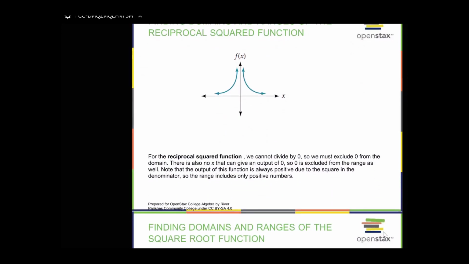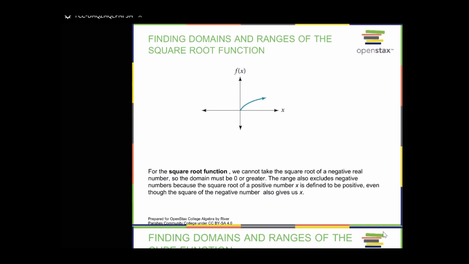This is the rational squared. So domain would go from negative infinity to 0, from 0 to infinity, and then the range would go from 0 to infinity. 0 would not be included in either case. And the square root function: 0 to infinity, from left to right, 0 to infinity for the domain, from bottom to top, 0 to infinity for the range. So the domain and range would be the same for this one.